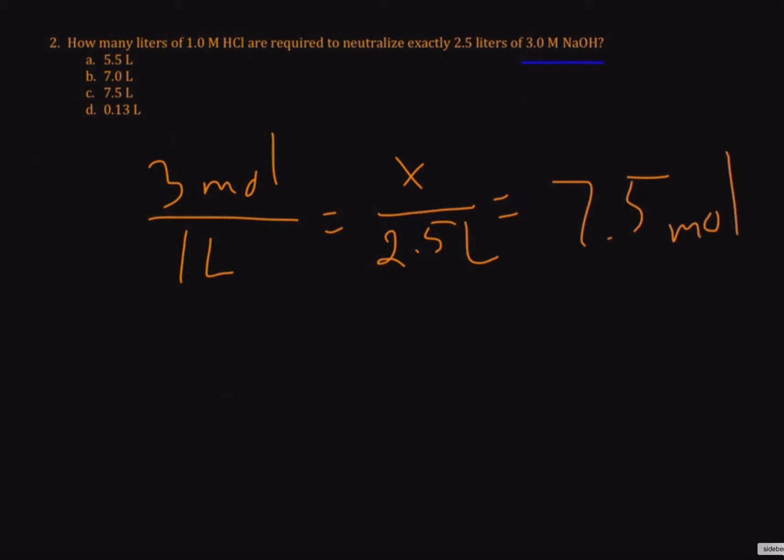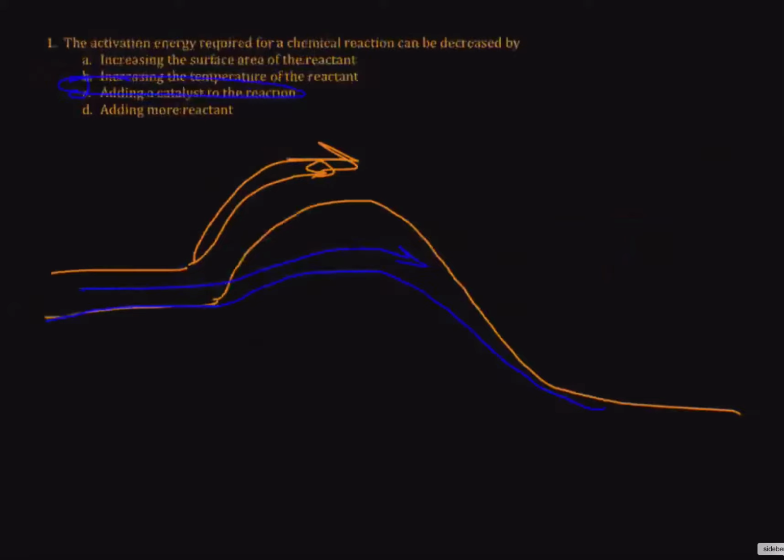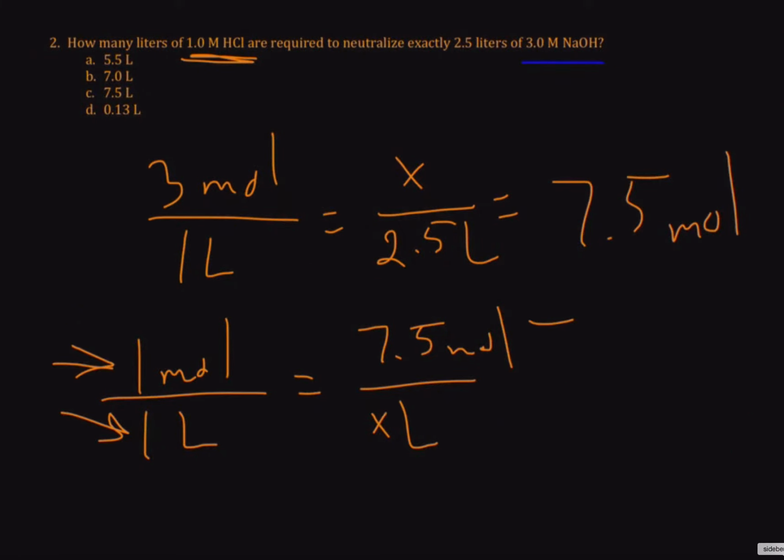Well, 7.5 moles, if you have 1 molar hydrochloric acid solution, let's set that up. 1 molar hydrochloric acid solution means 1 mole in 1 liter. So how many liters would you need to have 7.5 moles? Well, the answer here is 7.5, right? 1 over 1 is the same as 7.5 over 7.5.